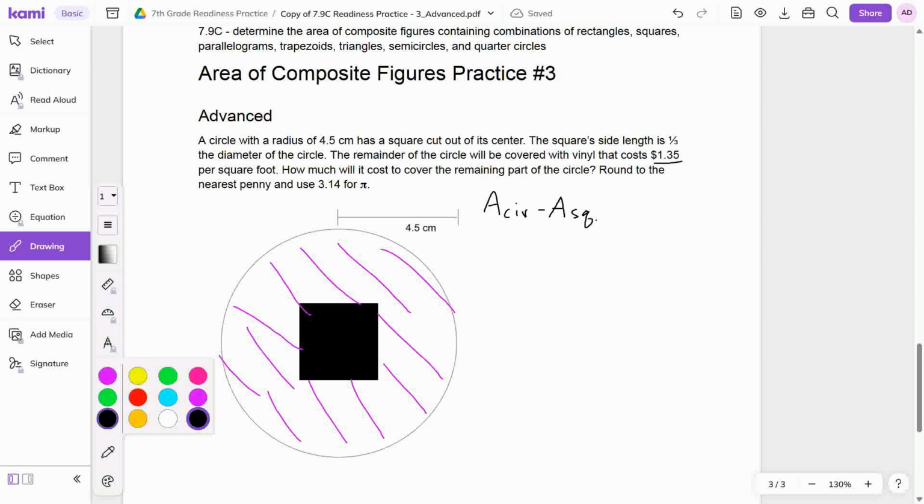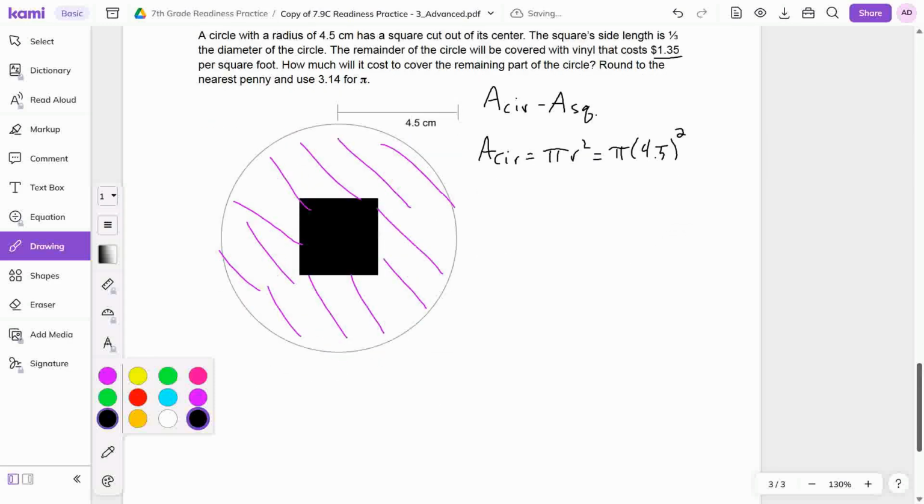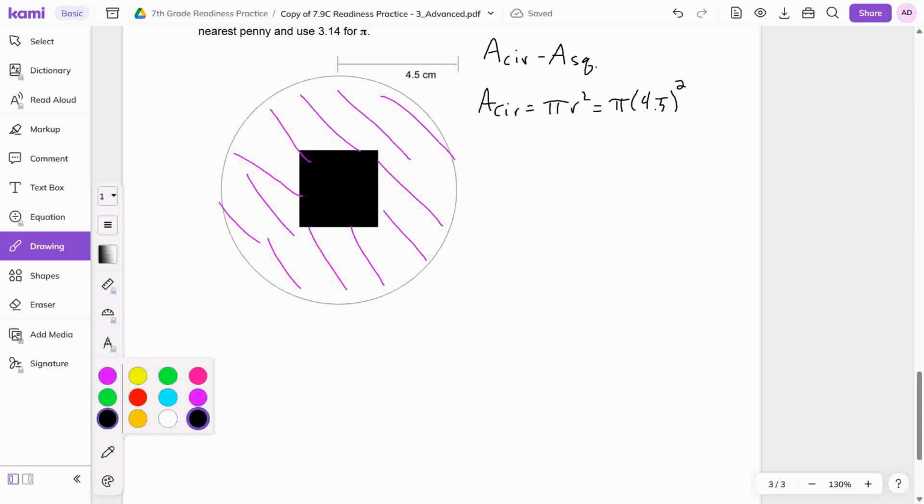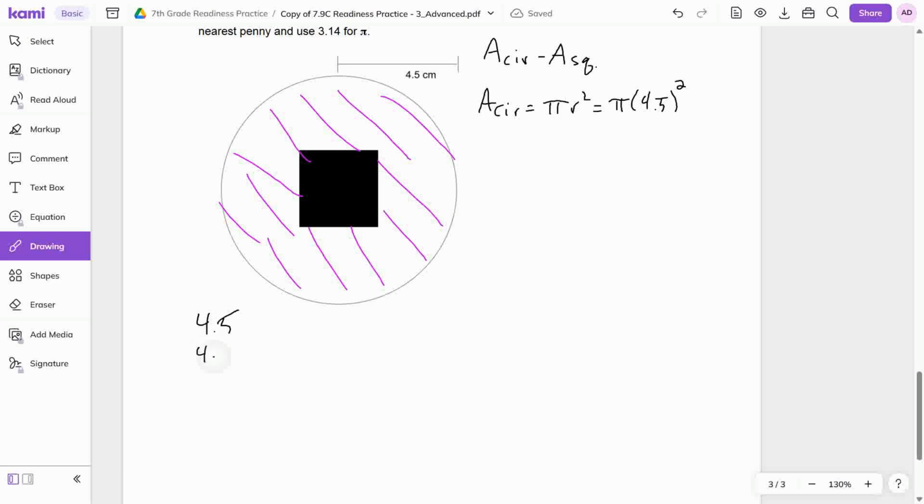Well, I've got a radius of 4.5, so the area equals pi r squared. And then that's going to equal pi times 4.5 squared. All right, so time for some multiplication. Let's do 4.5 squared first, and then we're going to multiply that by 3.14.